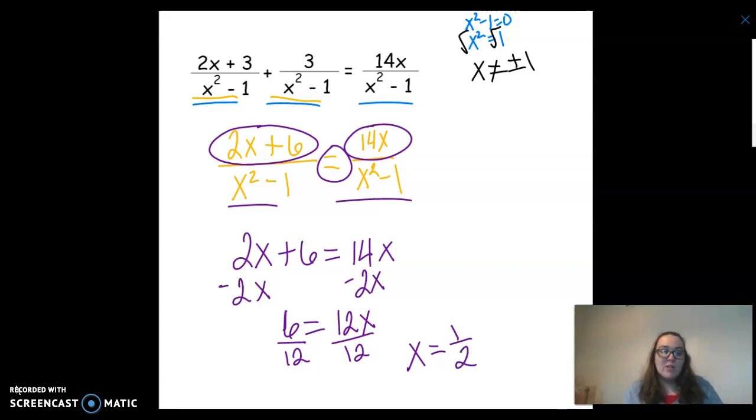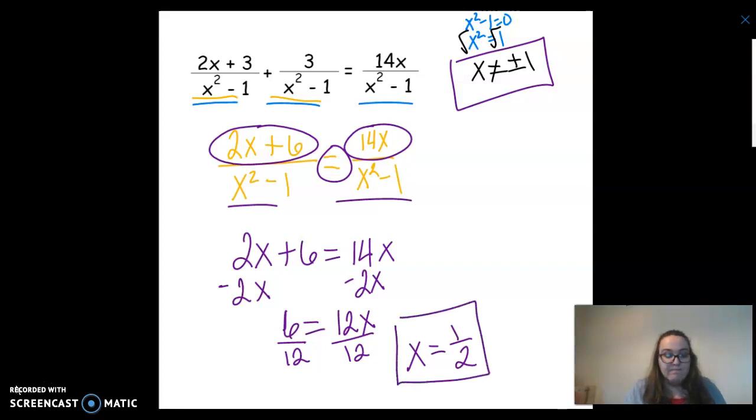Now, here's the beauty of this. Do you have to check your answer? Sure, you can check it, make sure it works. I can promise you it will. If it is the correct answer, it will make that equation up there true. So if you want to take your time and put that in there and check it, that's great. We also can use something to our advantage. X cannot be 1 or negative 1. Is this 1/2 1 or negative 1? It is not. So guess what? This should work. Okay, that is our answer.